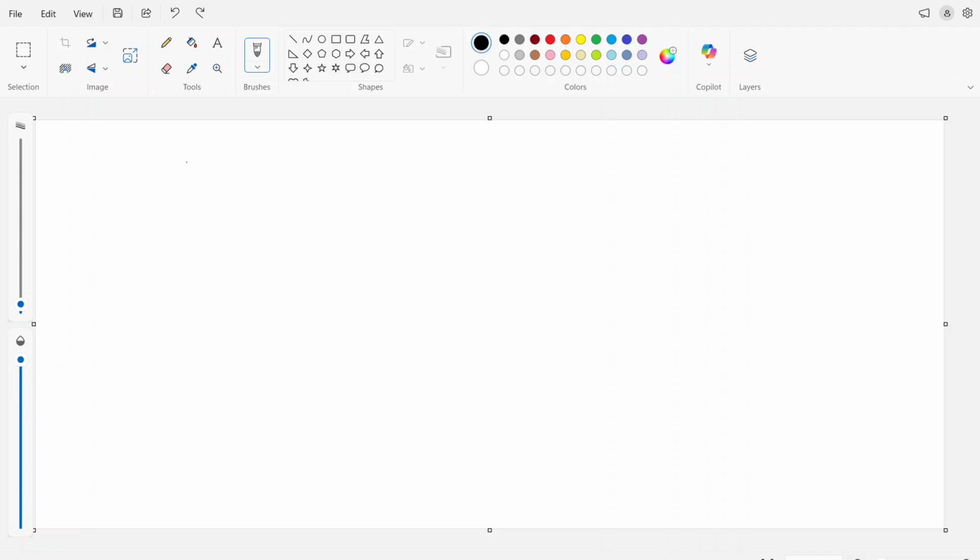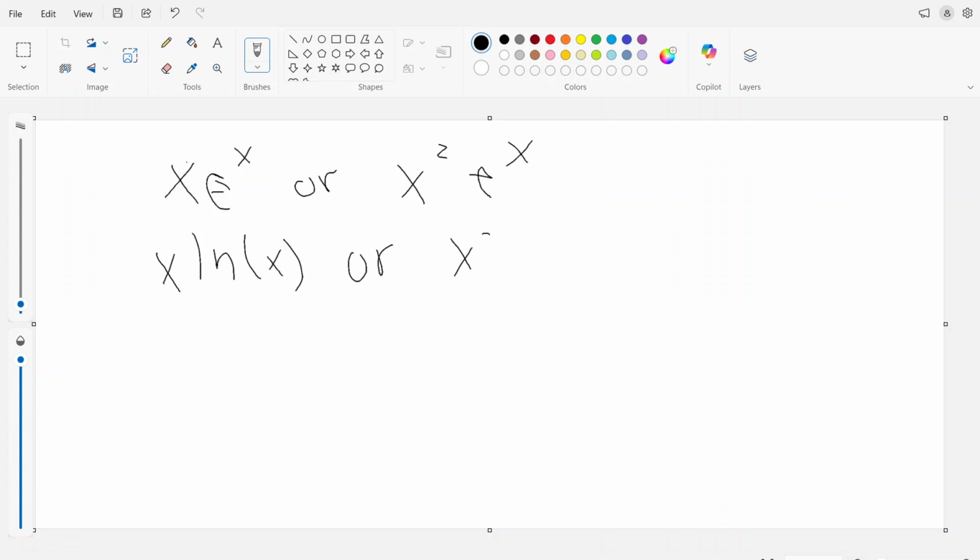Now the last thing I want to go over is, when do we even know to use IBP? So we know to use IBP when we see, first things first, a polynomial times the exponential. So for example, when we see x e to the x, or x squared e to the x. So this is a polynomial times an exponential, so use it. Next is when we see a polynomial times a logarithm. So for example, x times ln of x, or x squared times ln of x. This is a polynomial times a logarithm, so use IBP.